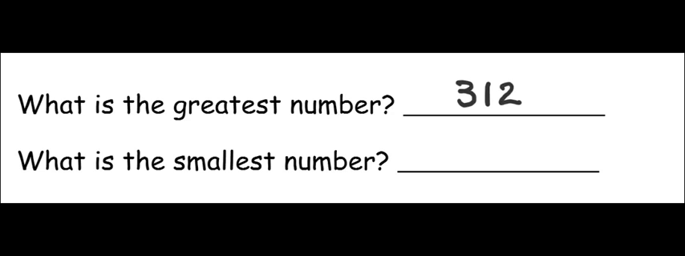Next, it asks, what is the smallest number? Again, we're only going to focus on what was in the hundreds place. The smallest number was the number that had the fewest hundreds, and that number was 132. Again, it doesn't matter what's in the tens place or the ones place. To start our comparison, we're looking at the hundreds place, since the hundreds place is the place with the largest value.